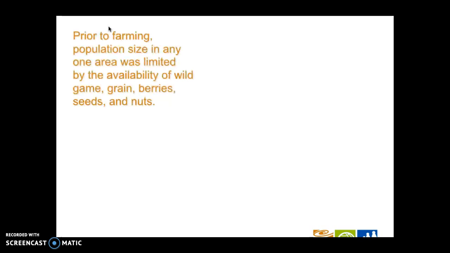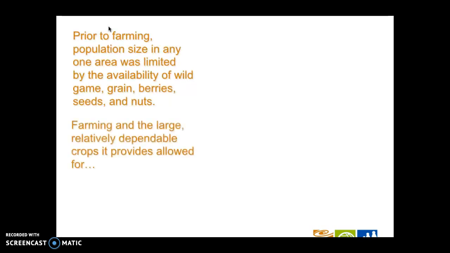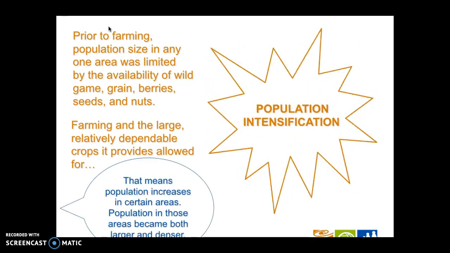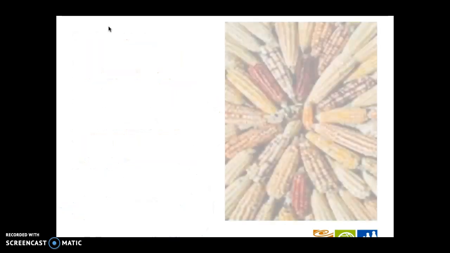Let's see here. Prior to farming, population in any given area is going to be limited to the amount of food that's available, right? So if you're hunting, it's going to be the wild game. If you're gathering, how much grain, berries, seeds, nuts can you gather? And that's going to depend on how big your population gets, because if you have more population than there is food, unfortunately, people will die of starvation. And so when you change to farming, suddenly you have a large, relatively dependable amount of food, and that's going to lead to population intensification, meaning that your population can increase because the amount of food available for people to eat also increases.